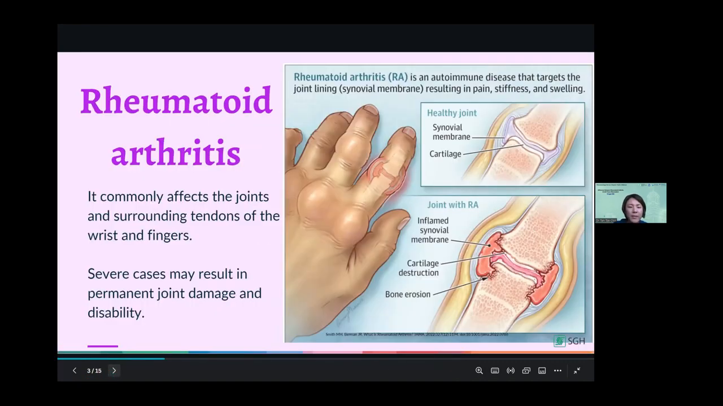It commonly affects the joints of the fingers and the wrists and the surrounding tendons around those joints. The synovial membrane will become inflamed and swollen, and then the inflamed synovia over time can lead to cartilage damage and bone loss around the joint. Severe cases may result in permanent joint damage and disability. Surgery may also be needed to correct the deformities of the fingers that often result from the disease.